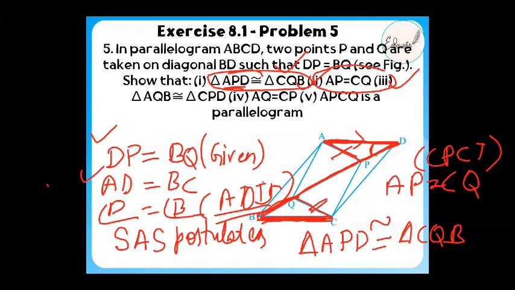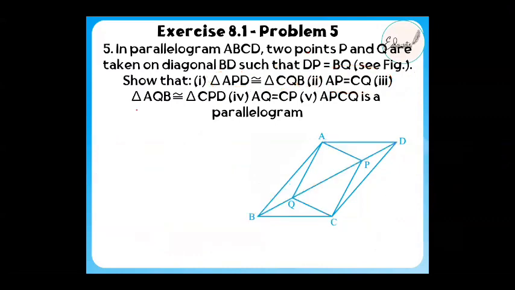Okay, two done. The third question. Let's check the third question. What's the third question, Laiba? Prove that triangle AQB and triangle CPD are congruent. Now we have other triangles here. Prove that triangle AQB and triangle CPD are congruent. How will you prove this? Again, it's very easy. How will you prove the congruency here?